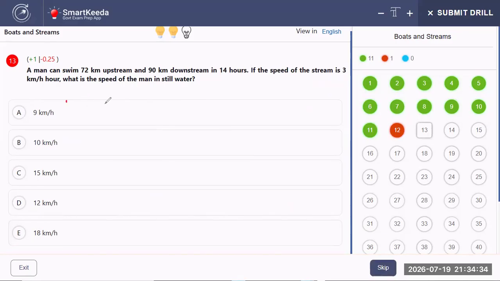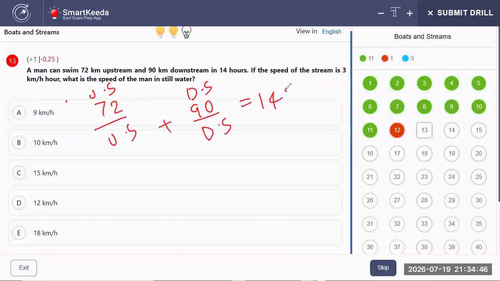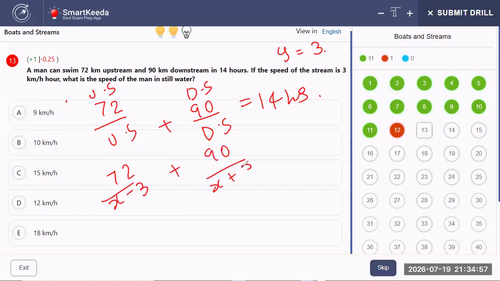A man can swim 70 kilometers upstream and downstream in 14 hours. The speed of the stream is 3. So 90 upon x minus 3 plus 90 upon x plus 3 is equal to 14 hours. What is the speed of the man in still water?